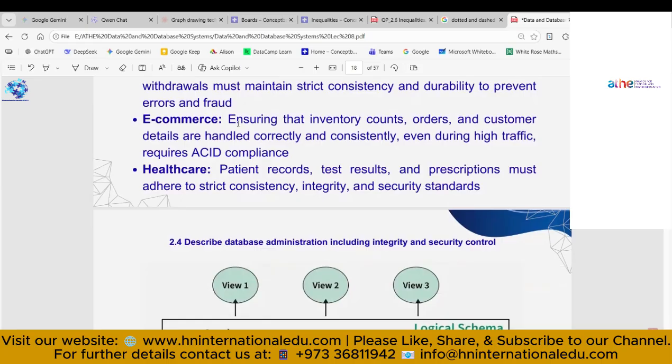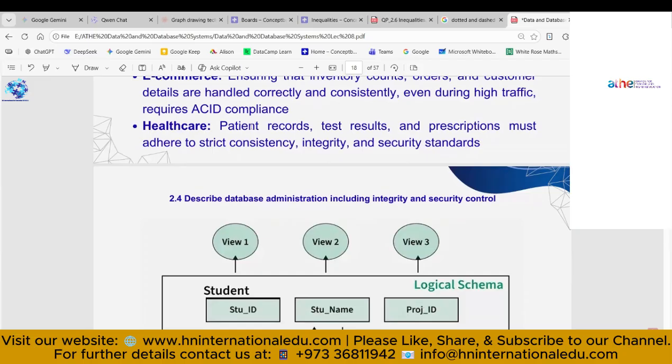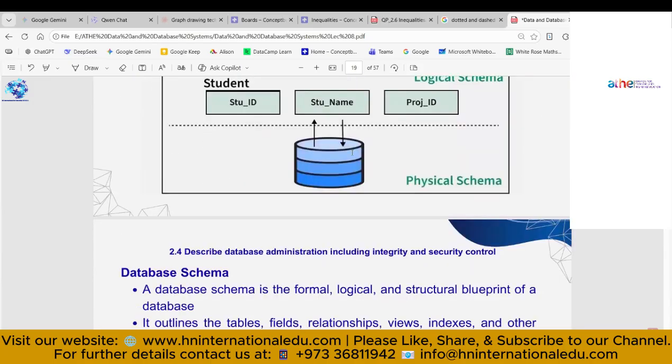Then, in the case of e-commerce, ensuring that inventory counts, orders, and customer details are handled correctly and consistently even during high traffic requires ACID compliance. And lastly, in healthcare, patient records, test results, and prescriptions must adhere to strict consistency, integrity, and security standards. Next, we are going to see database schema.